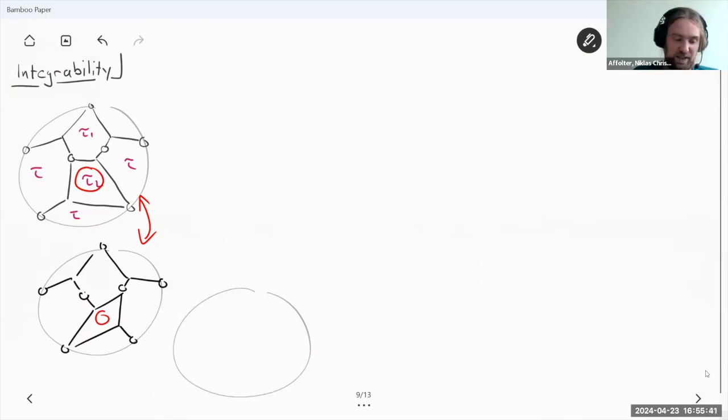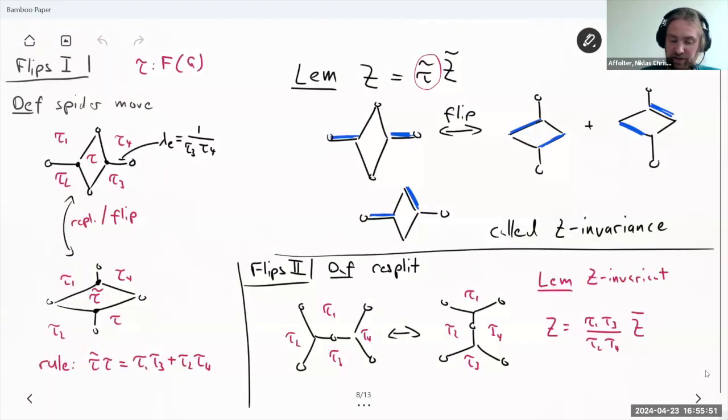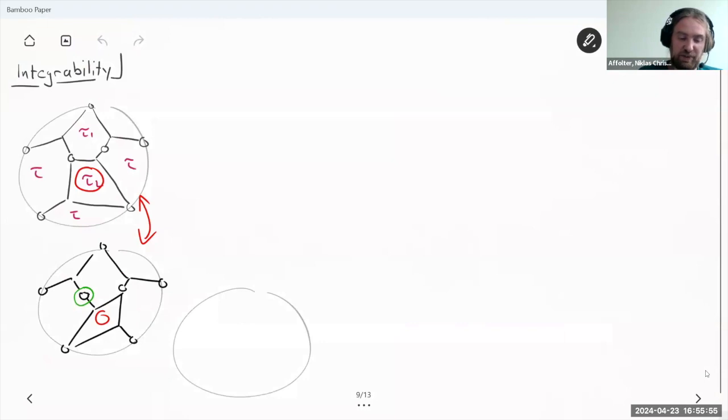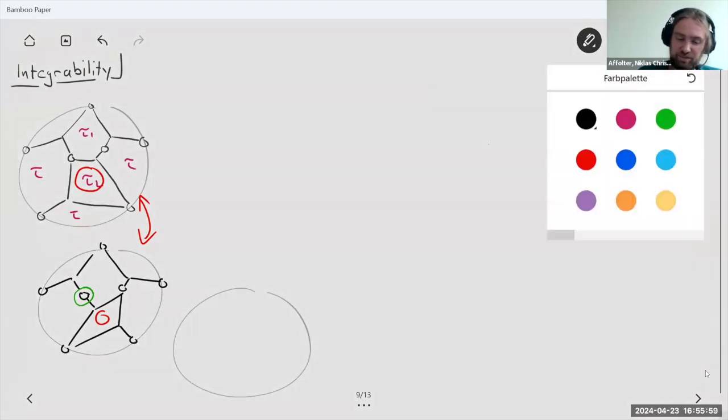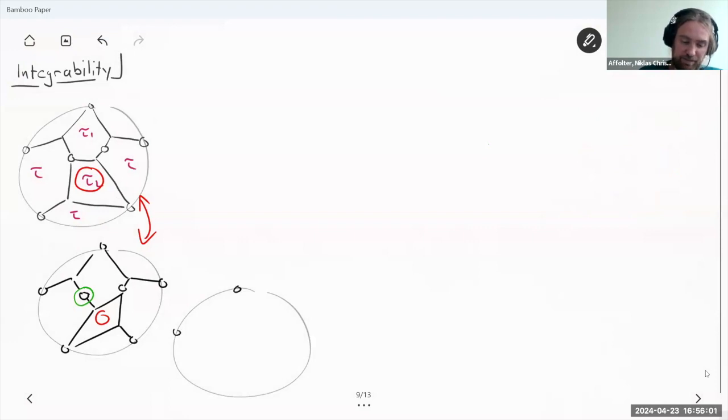But now you see there's another spot where we could do something. Here we could have this configuration. Let's just see again. This configuration where we can do the other type of flip. So what happens? This vertex here. Now we glue in the other thing.